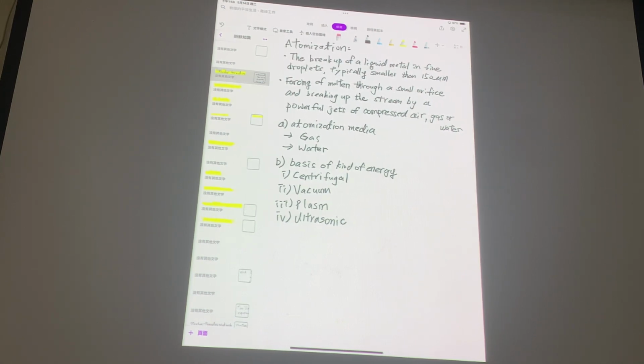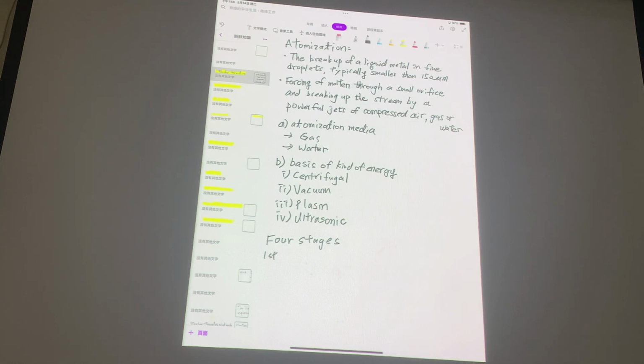During the atomization process, there are 4 stages. 有4个阶段，就是你在制造借由 atomization 的方式有4个阶段。There are 4 stages of forming atomized powder.